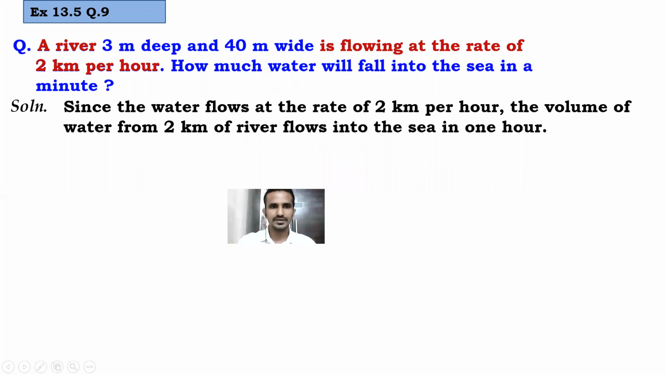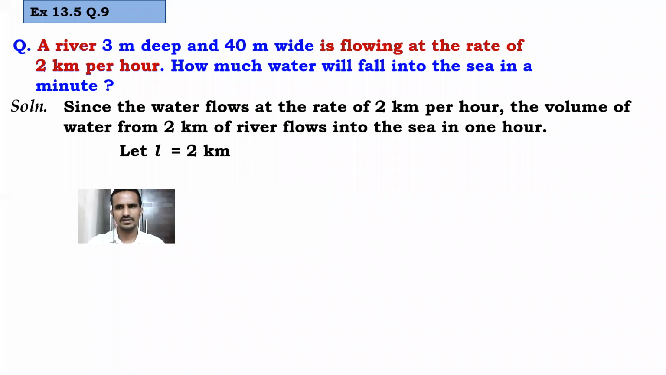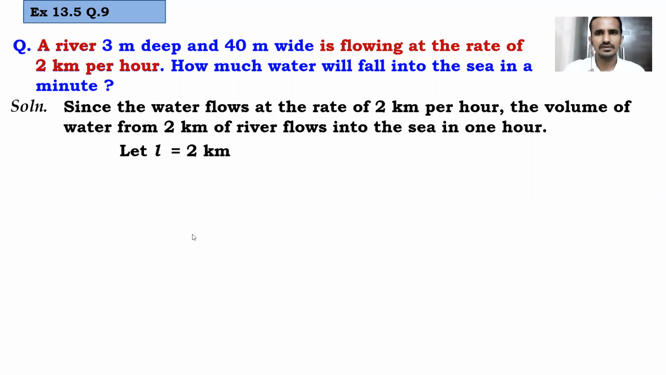Since the water flows at the rate of 2 kilometers per hour, the volume from 2 kilometers of river flows into the sea in 1 hour. Let's understand what this means. First, just imagine a river. It will be anything like this, we don't know what exactly the shape of the river is. It is flowing like this. But at a particular point, where it enters the sea, let us say it opens up like this.